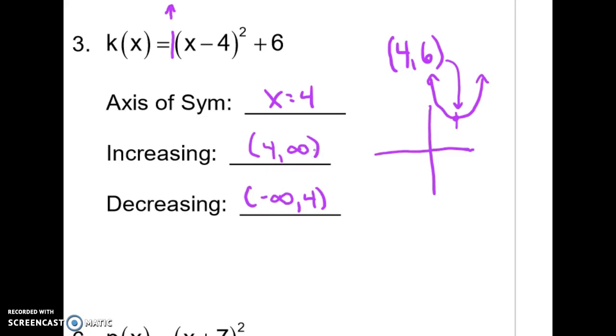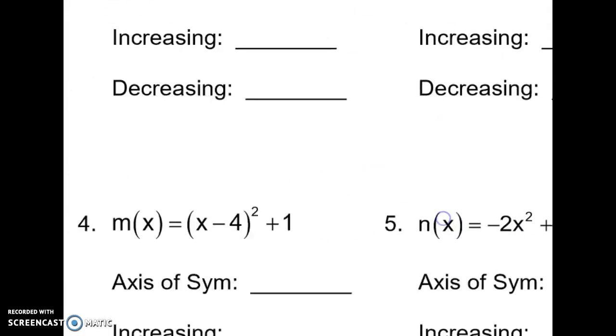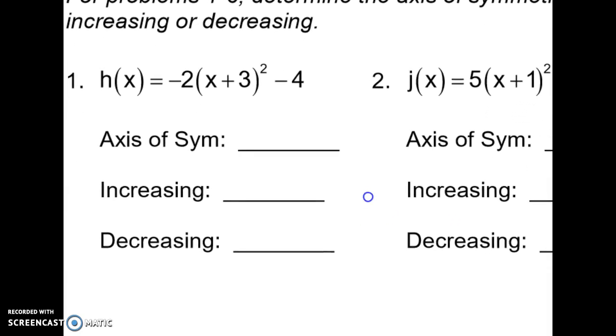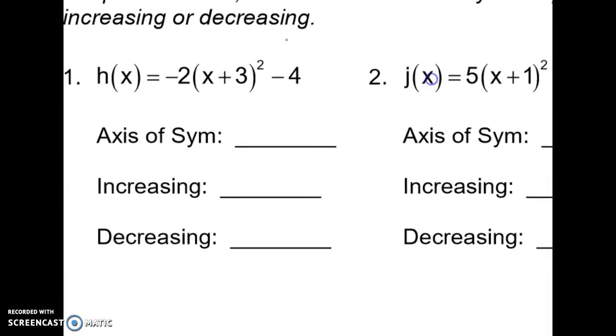And we can do this if the graph's opening down as well. So let's say we grabbed one like number 1. The vertex of this one would be at (-3, -4), and because I've got a negative value, that's going to open down. So I draw a little sketch. All right, (-3, -4), right over there, and it opens down.